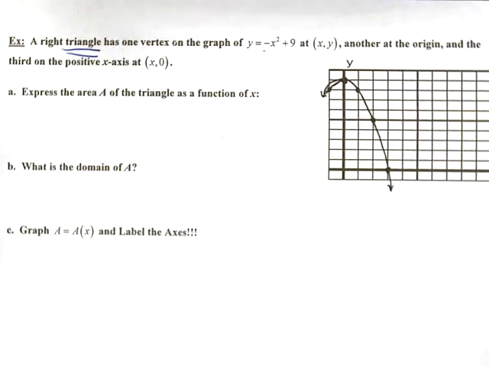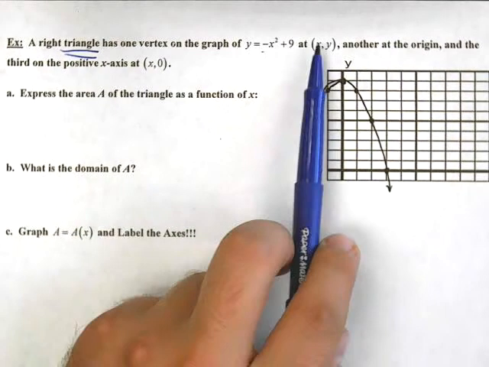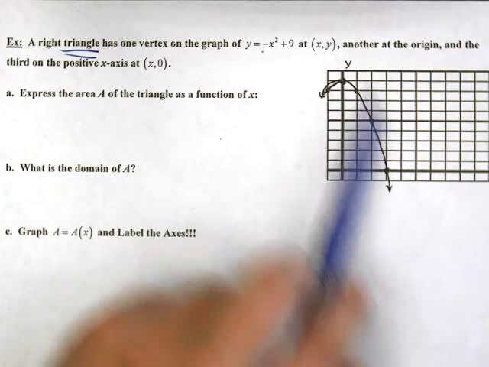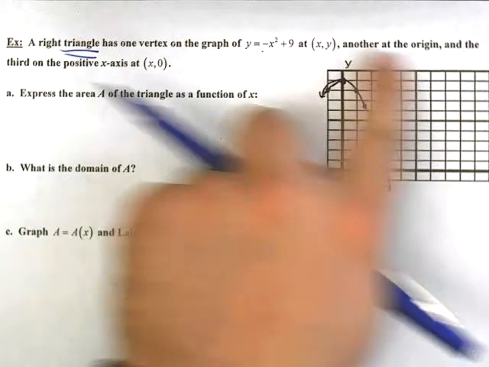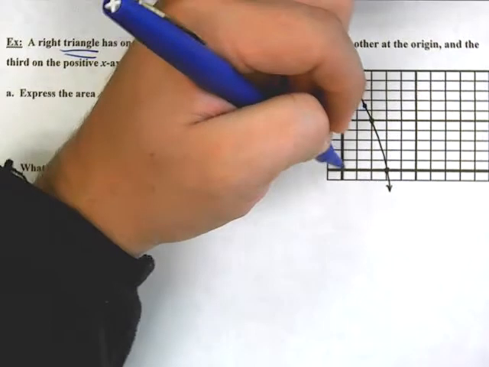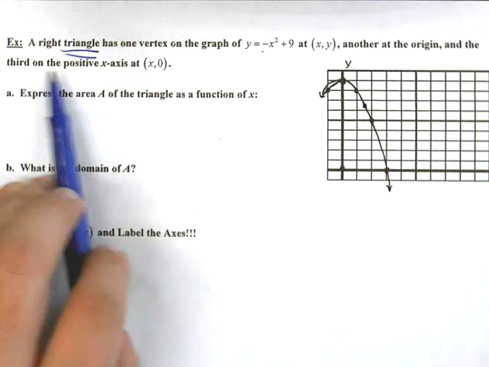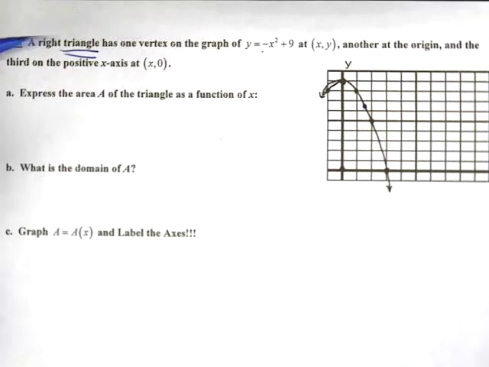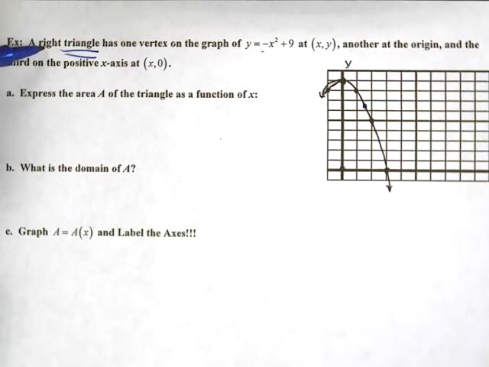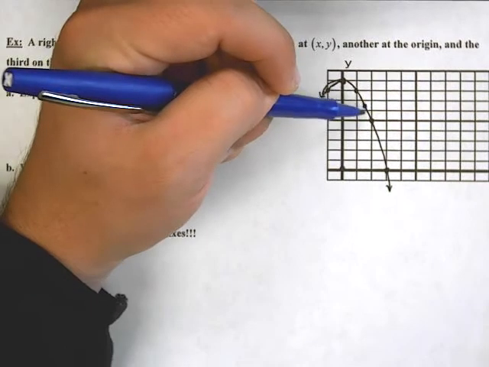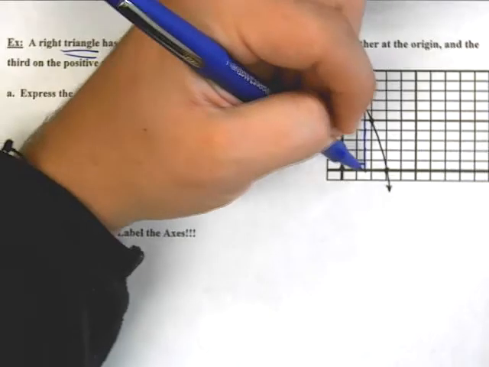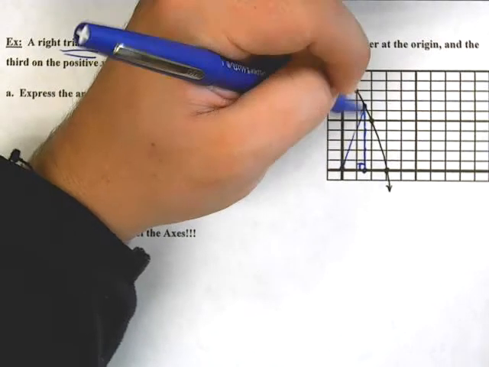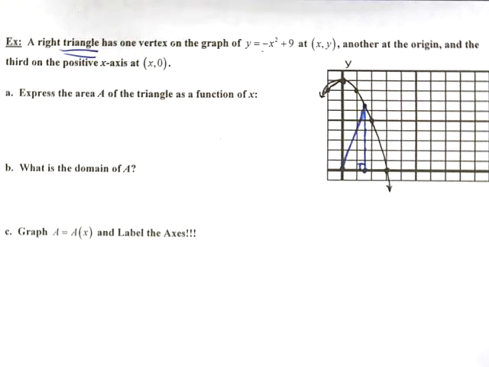Now let's see what's going on. We know that one of our points is on this curve, on this equation. So I'll pick right here. Another is at the origin, right here. And the last one is on the positive x-axis. Remember, if this is going to be a right triangle, please be careful. If it's going to be right, you're going to have to create this perpendicular line. Okay, right here. Now we have a right triangle.